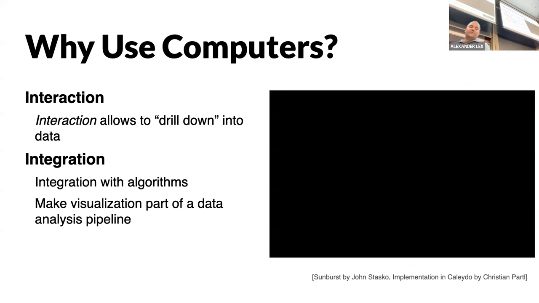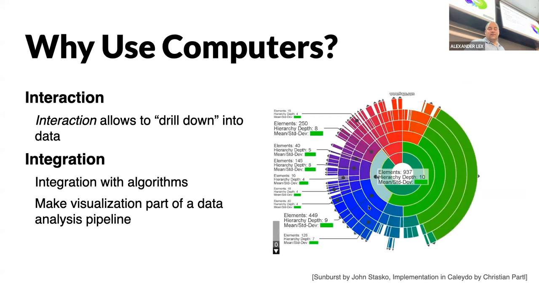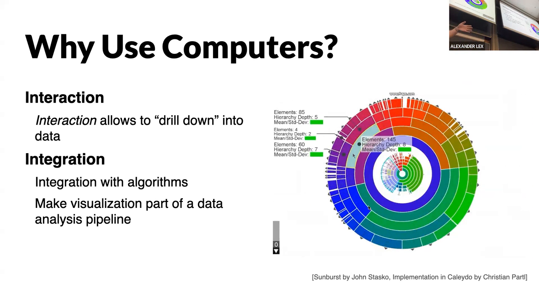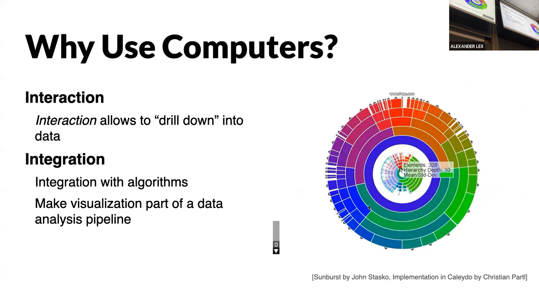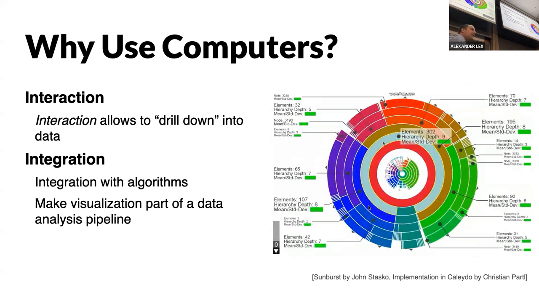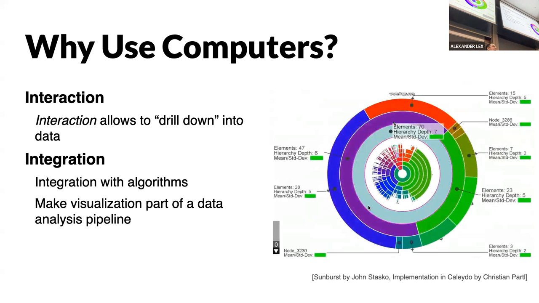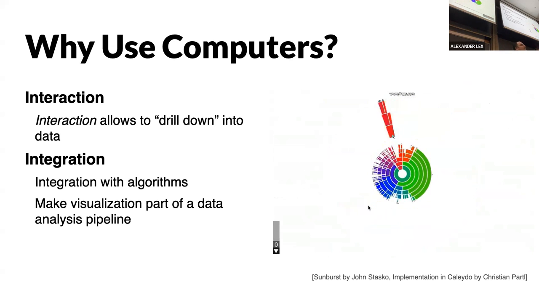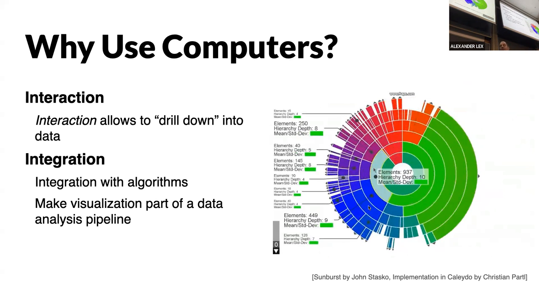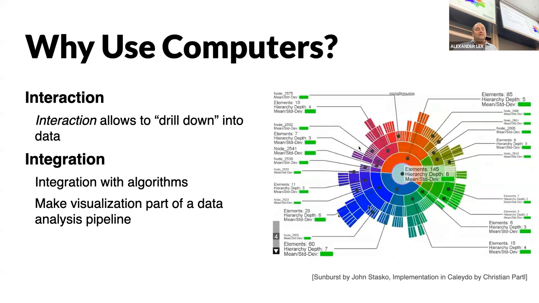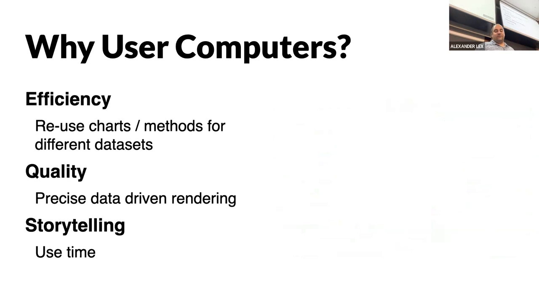And then interaction is also a great thing. Interaction allows us to drill down into the data. So here's a picture that a student of mine did many years ago. It doesn't matter what this actually is, but I just wanted to show some rich exploration capabilities that are just not possible if you had a static visualization. And then a key thing that becomes more and more important, especially for exploratory data analysis, is integration with algorithms, integration with machine learning pipelines, and so on. Making visualization part of your data analysis pipeline is why computers are great for it.